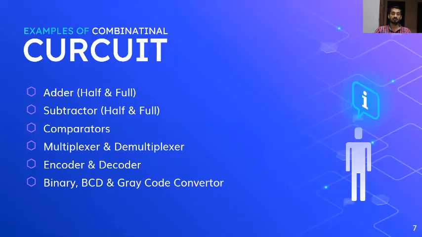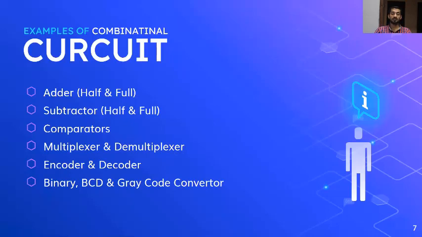Let's move to the next one, that is multiplexer and demultiplexer. A multiplexer accepts many inputs and gives us one output, whereas a demultiplexer gets one input and gives us many outputs. Encoder and decoder: these two are used in memory addressing to encode and decode to find the memory location.